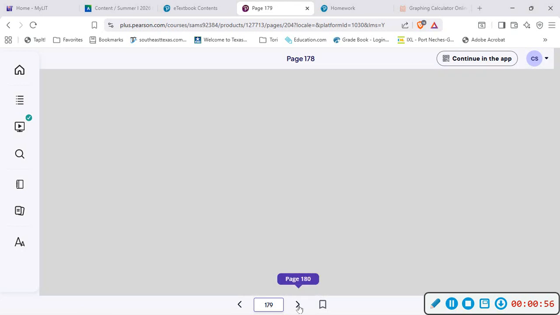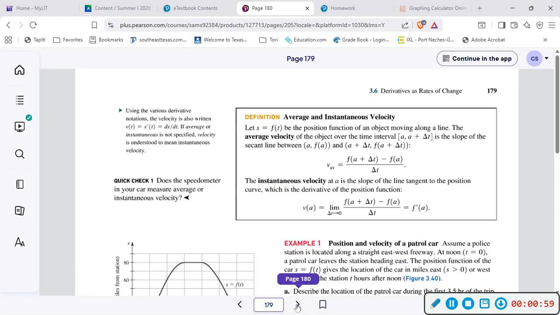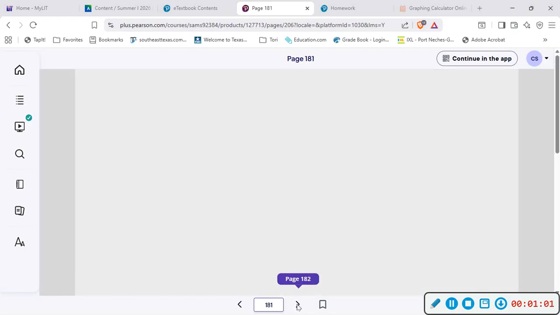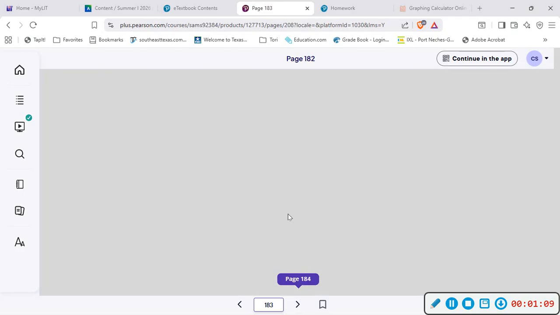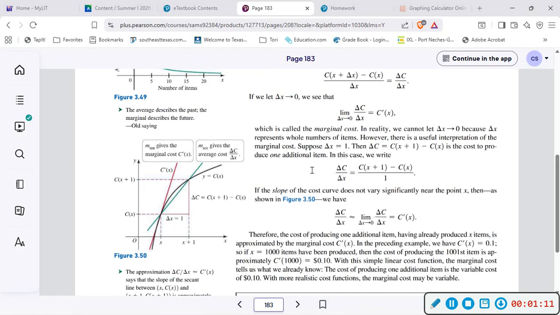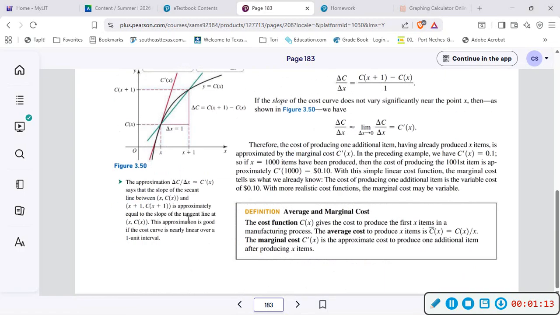In 3.6, again, we're talking about derivative as rate of change. And we are looking at the cost function application. So I just want to point you to that definition. Economics and business. Okay, so here's the definition. The cost function is defined C of x. So we'll have some function. It gives you the cost to produce the first x items in a manufacturing process.